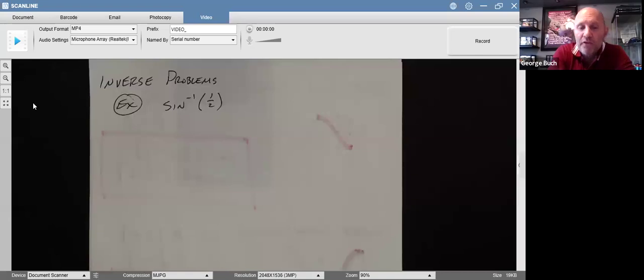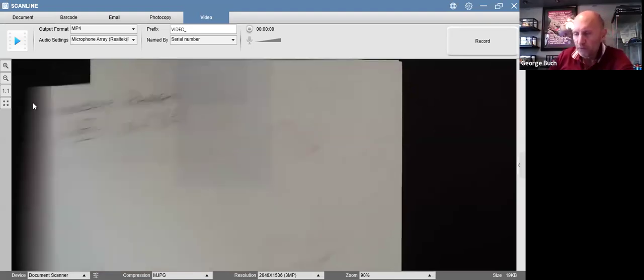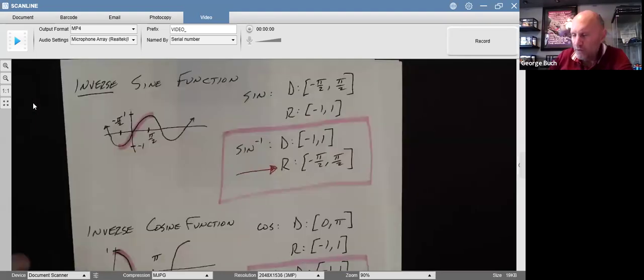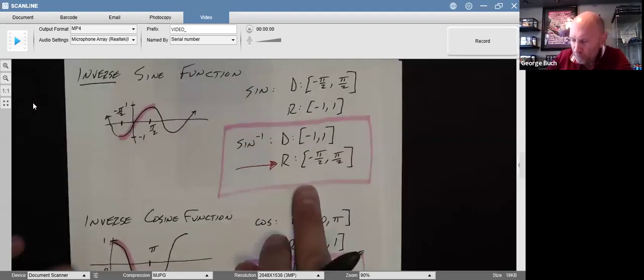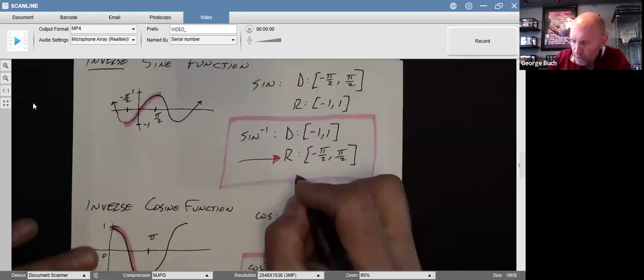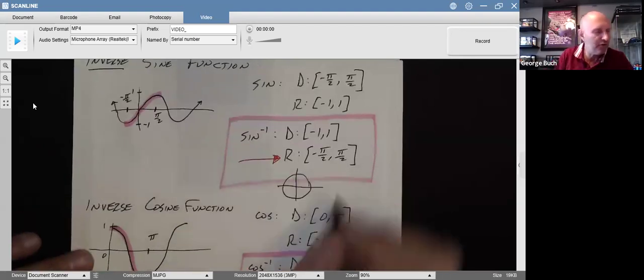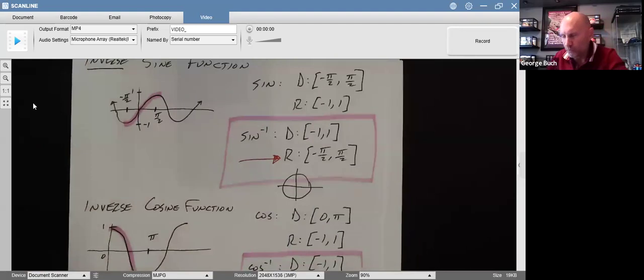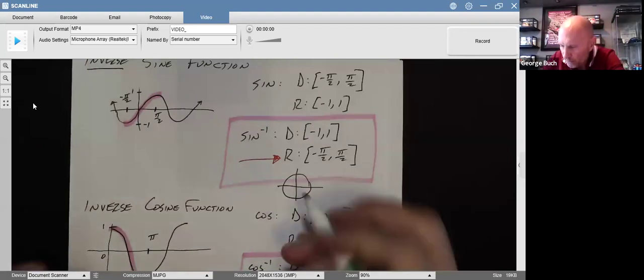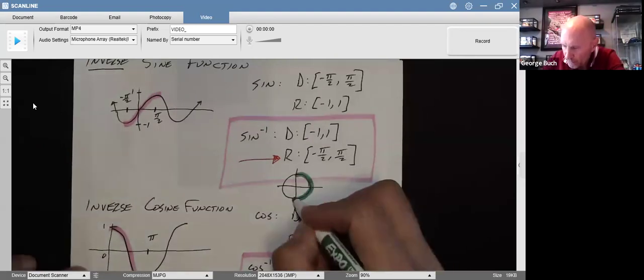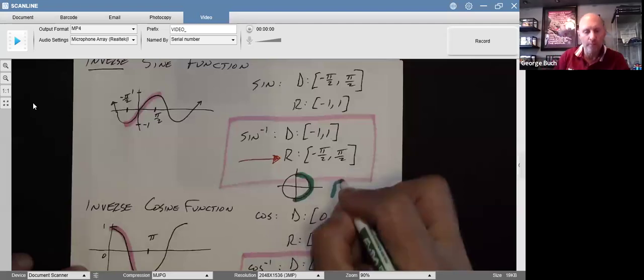And so this is asking me, instead of what is sine of some radian measure, I want to know what radian measure has the sine value equal to 1/2. But because of my restrictions, sine is -pi/2 to pi/2. So if I was to draw a unit circle, where is -pi/2 to pi/2? It's right here on the right half of the circle.